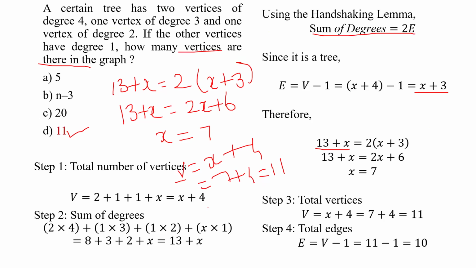But while doing practice, edges also you can practice. Edges equal to v minus 1. So v, what? 11 we got. So 11 minus 1 equal to edges will be 10. Suppose if they ask vertices as well as edges, you can write 11 and 10. Okay, this is the answer for this question.